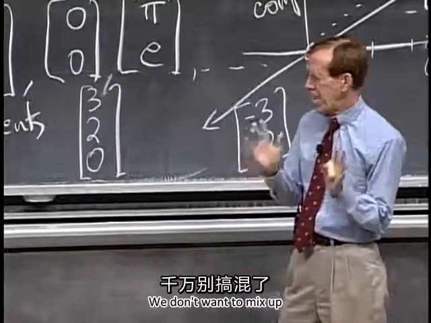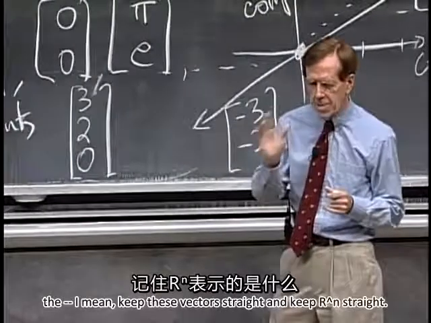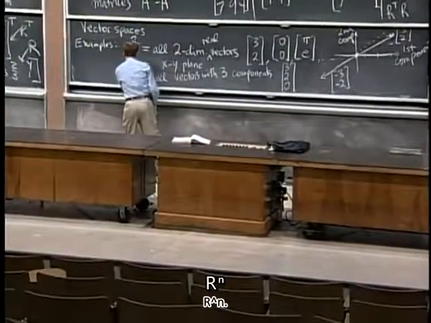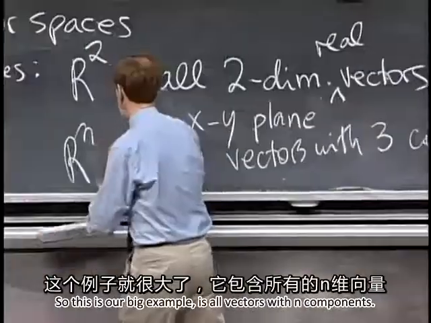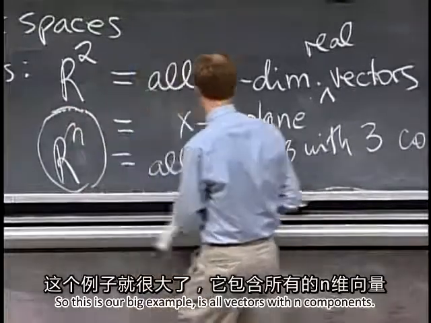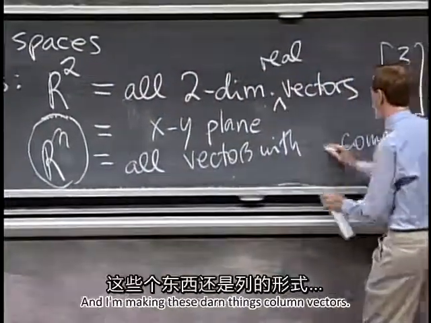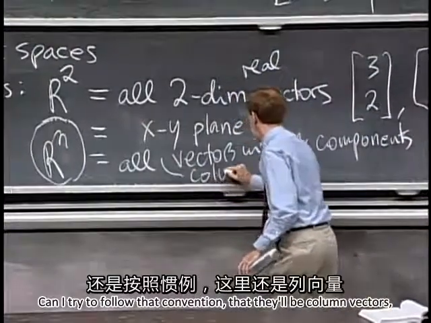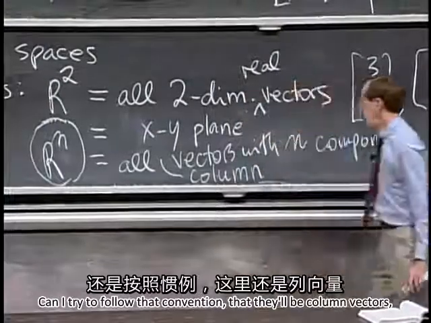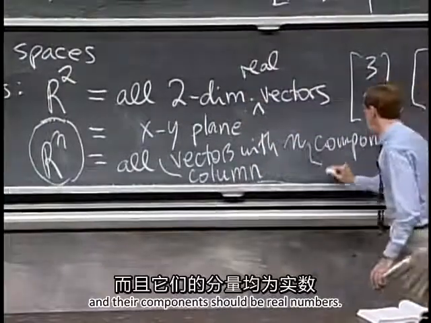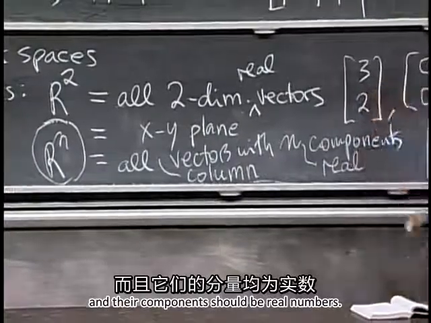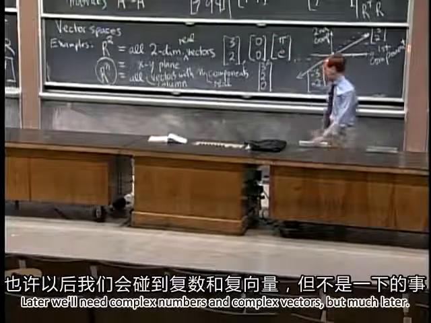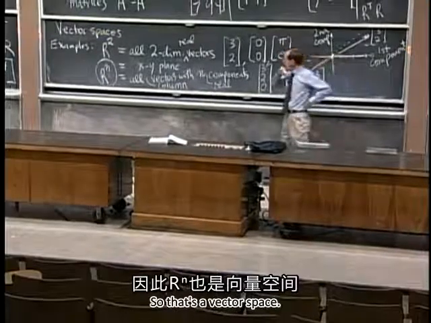We want to keep these vectors straight and keep Rn straight. So what's Rn? This is our big example: all vectors with n components. And I'm making these column vectors. Can I try to follow that convention? They'll be column vectors, and their components should be real numbers. Later we'll need complex numbers and complex vectors, but much later. Okay, so that's a vector space.